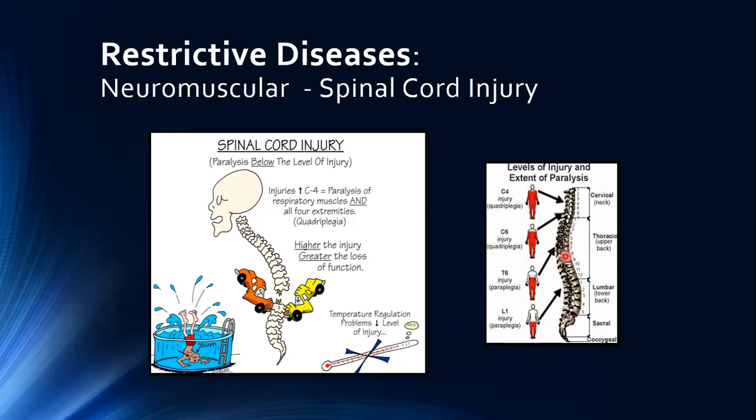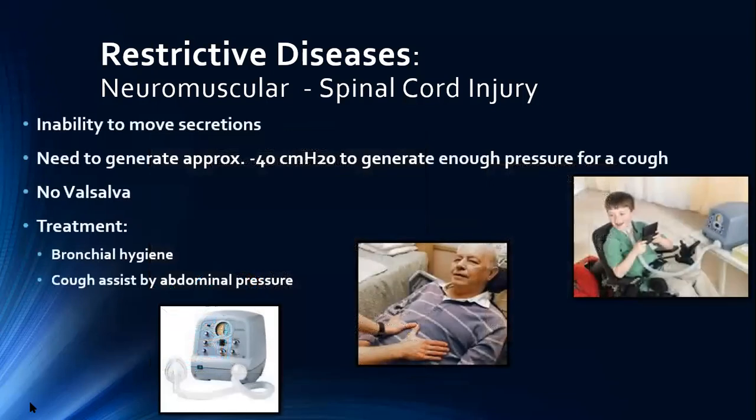I can't get the air in myself because of this injury. So that's why it's still considered a restrictive disease, or restrictive issue, all right? It's restrictive. The lungs won't do what you want them to do. They're perfectly healthy, but because of your spinal cord injury, I'm no longer able to breathe. So that is the spinal cord, the neuromuscular restrictive diseases.